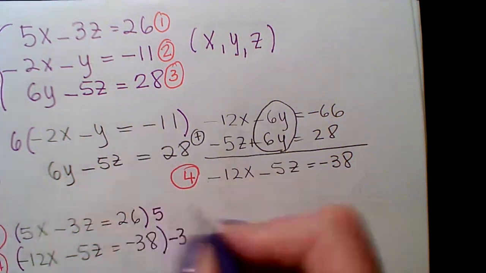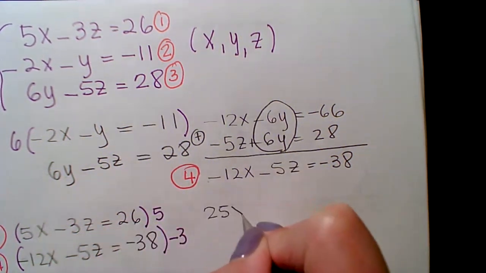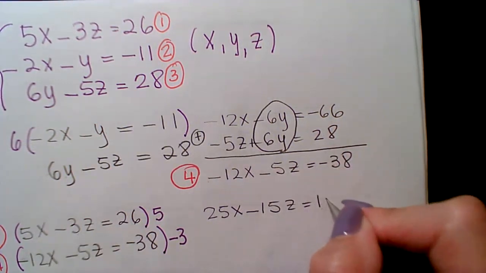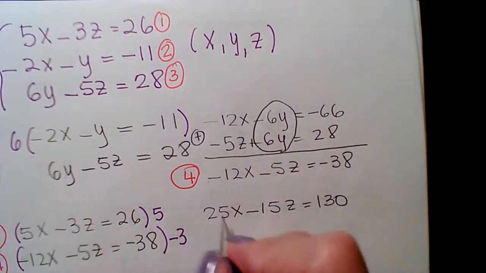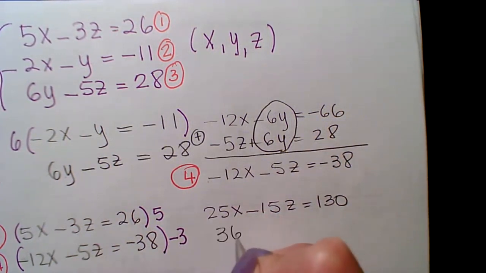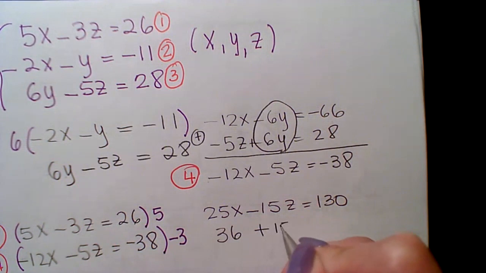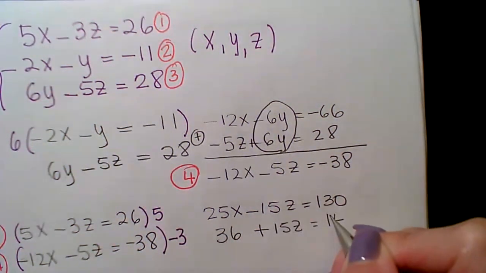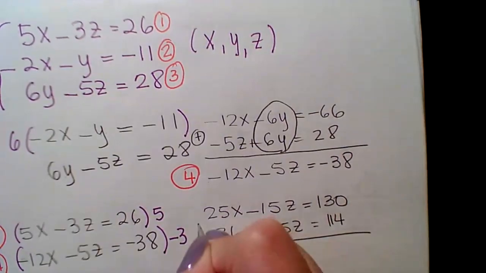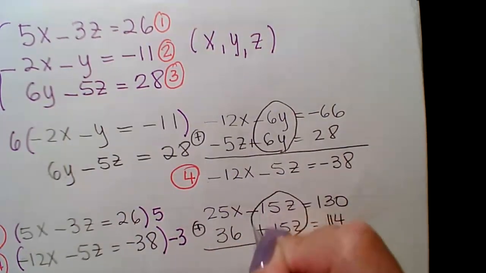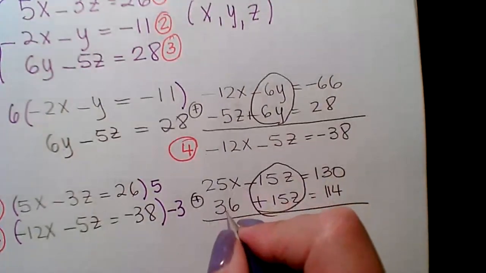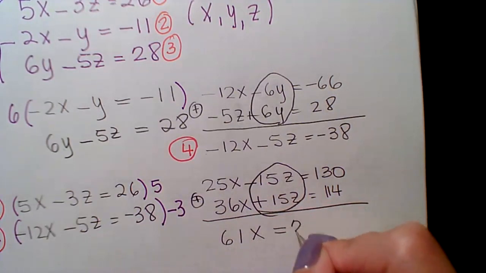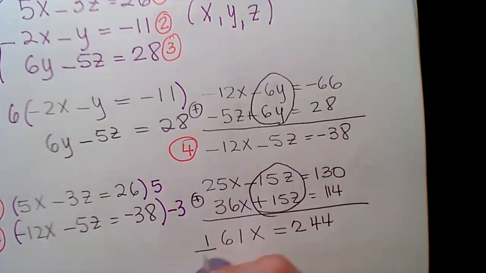So let's do it. So we have 25x, 15z, and 26 times 5 is 130. This is positive 36. This is positive 15 and positive 114, sorry. So 26 plus 36 is 61x equals 244.